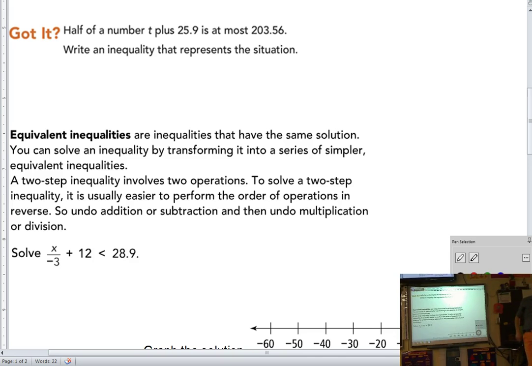Hayden, how did you write out half of a number t plus 25.9 is at most 203.56? That's what the tricky part is. So what would you write first? If we break this up, half of a number t, how would we write half of a number t? CJ? Yeah, we could either write 1/2 of t, or you could write t divided by 2, because that's going to be half of it. Now I'm going to make it easy and just do the 1/2 t.